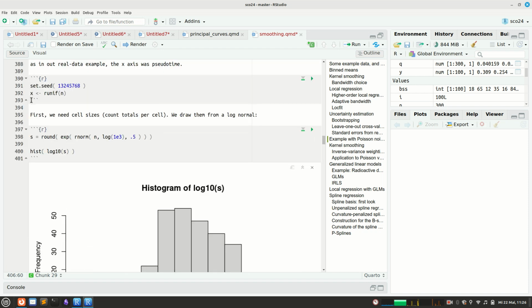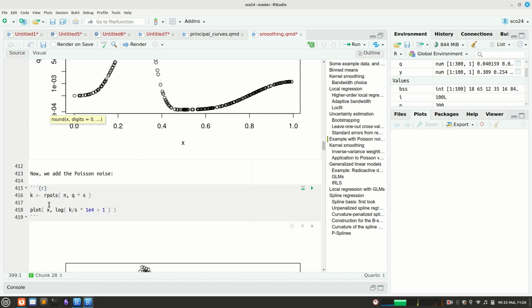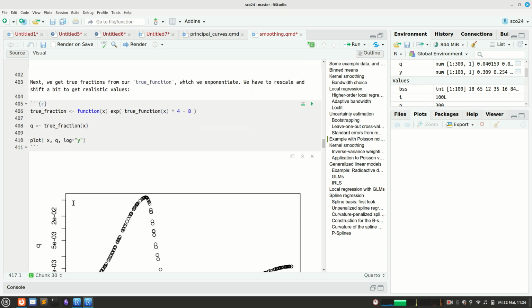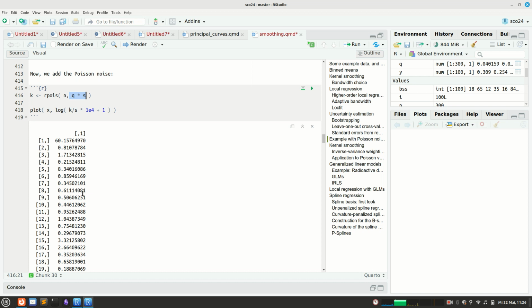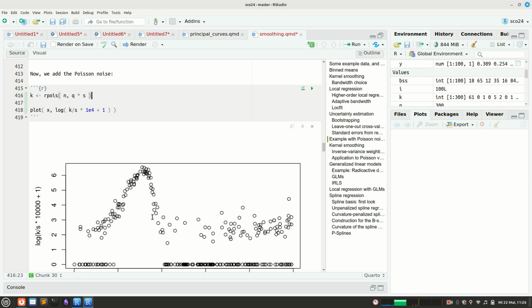Now we can draw Poisson noise by taking each cell. For each cell we have a pseudotime that we got from this X, and a size of a cell that we got from this S. I can now calculate the fraction that the cell with pseudotime X should have, call this Q. Now I draw from a Poisson distribution, saying get me n values from the Poisson distribution and take this Q times S as the rate parameter. And if I plot that, I get this one here.